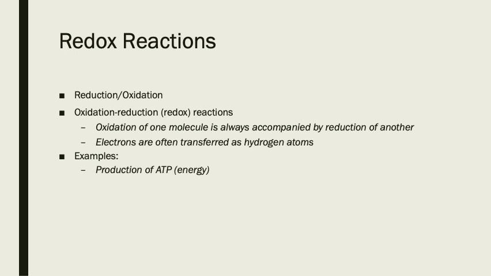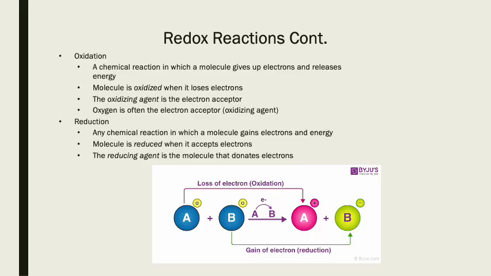And a redox reaction is really common in ATP or energy production. That's the most common one that occurs in our body. Okay, so oxidation is when a molecule gives up electrons and releases energy. It's oxidized because it loses electrons. The oxidizing agent is the thing that took the electrons from it.